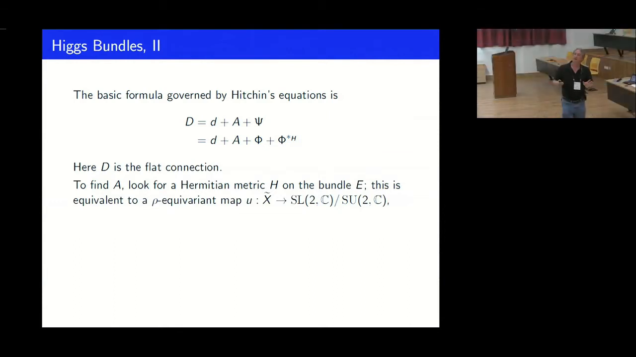So putting a metric on each fiber is the same thing as describing a map from the surface to SL2C mod SU2, if you like. I'll do everything on the universal cover, and it'll be an equivariant map from the universal cover of the surface to the space of metrics. And the space of metrics is, on one hand, SL2C mod SU2, and on the other hand, we might imagine a geometry for that space.